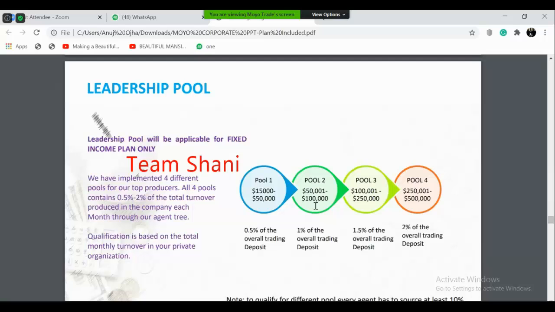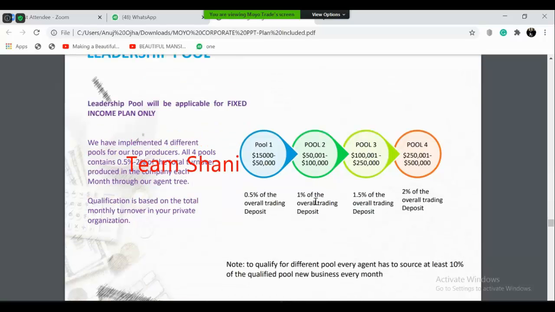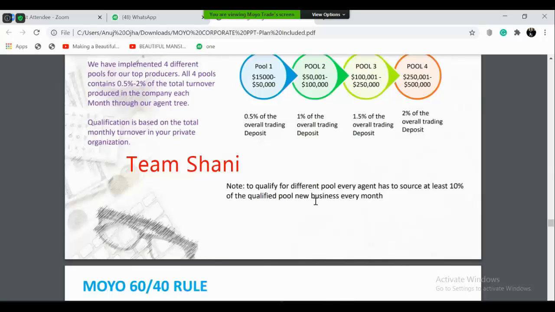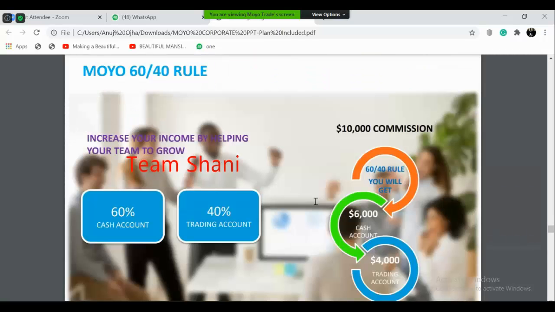Now I just told you the 60/40, how that will work. So if your commission is $10,000, $6,000 you will get, and $4,000 will go into a trading account. On that trading account, you will earn 5% compounding interest every single month. Compounding interest is interest on an interest, interest on an interest, so it multiplies every single month.